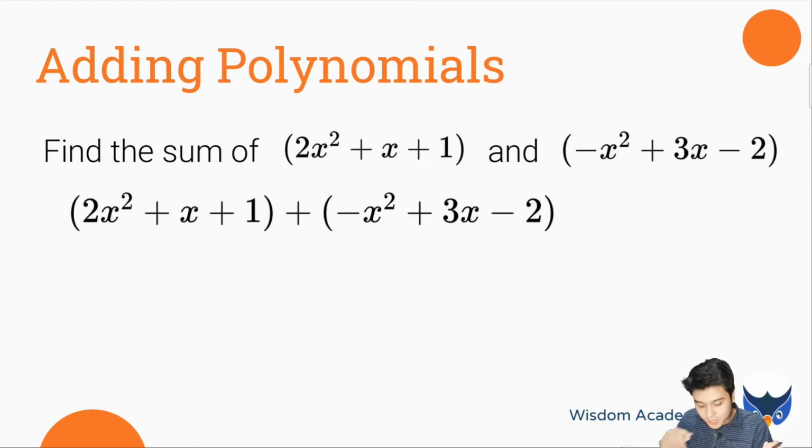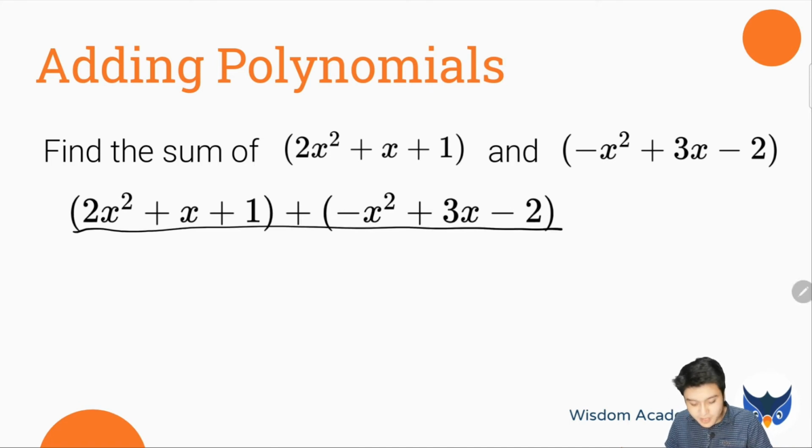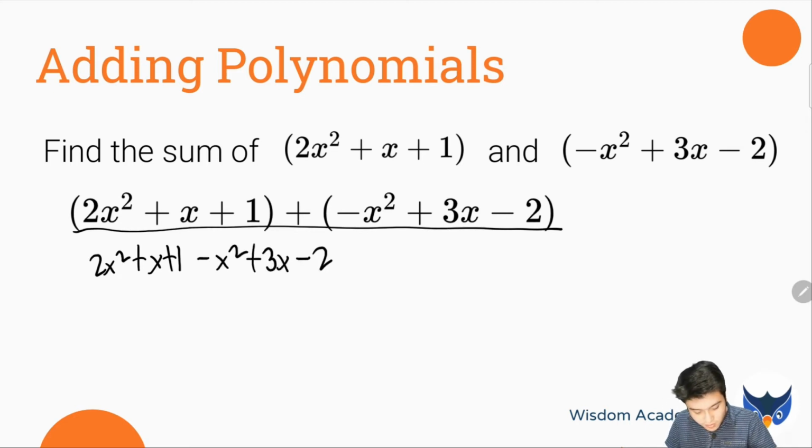So, we have 2x squared plus x plus 1 and negative x squared plus 3x minus 2. So, what we will do is, nilatag na natin sila sa first line of equation natin. I-add down natin sila. Find the sum nga. So, ngayon, I'll use the associative property para tanggalin yung groupings. 2x squared plus x plus 1 minus x squared plus 3x minus 2. So, meron na tayong ganyan.